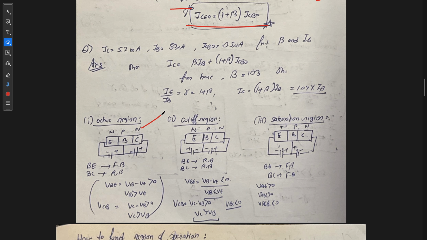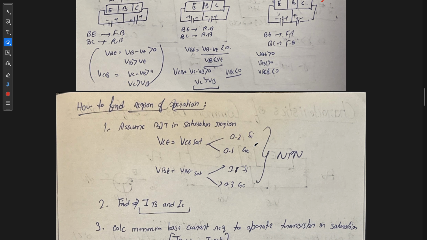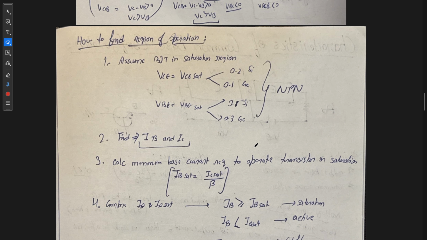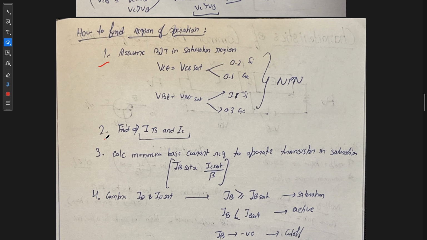We have already discussed the active region, cutoff region, and saturation region. So how do we find the region of operation? We have 4 steps for this. The first one is to assume the BJT is in the saturation region. If the BJT is in saturation, we assume that VCE is equal to VCE sat, which is 0.2 for silicon and 0.1 for germanium, and the base-emitter voltage VBE will be 0.8 for silicon and 0.3 for germanium for an NPN configuration.